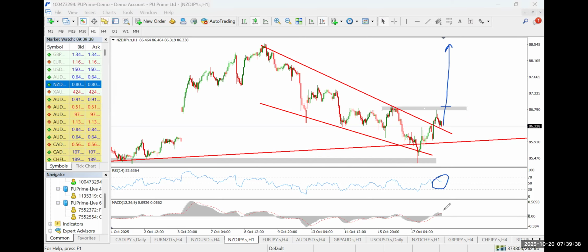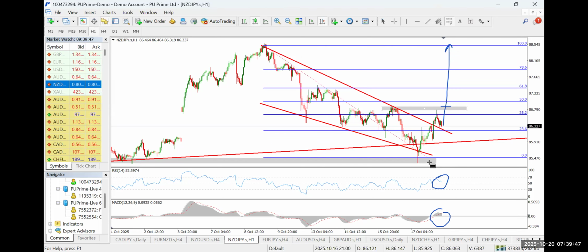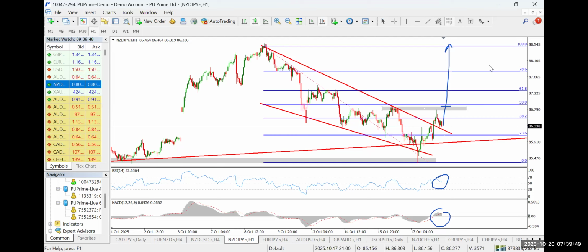NZDJPY. RSI is already clearly below 50. MACD is already above zero. So it's actually in the buy zone, but it is currently retracing. So once price breaks out above the retracement zone and enters a clear level, we can take a buy on this instrument.